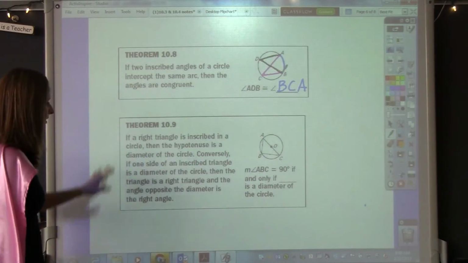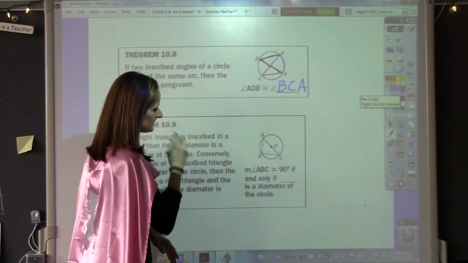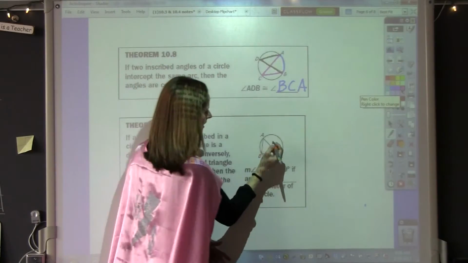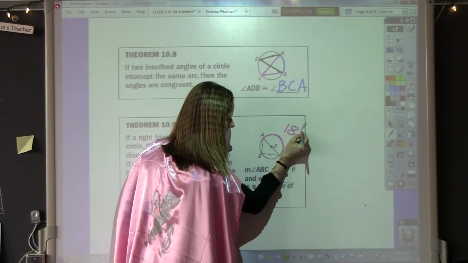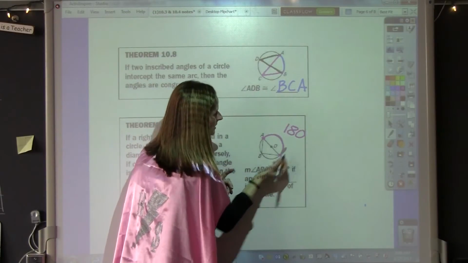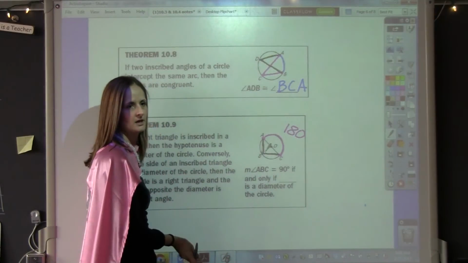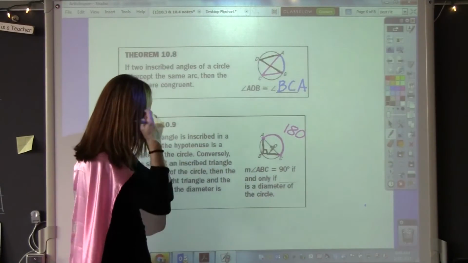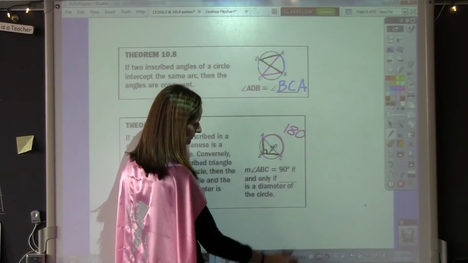Okay, so this is very wordy, but what this says is common sense. Watch. This is the diameter, right? So what's the measure of this arc? Now think of this as the intercepted arc, and this is the inscribed angle. So what does the measure of this angle have to be? 90. It's half of 180, so it's just going to be 90. Put a right angle there. So the measure of angle ABC is 90 degrees if and only if AC is the diameter of the circle.